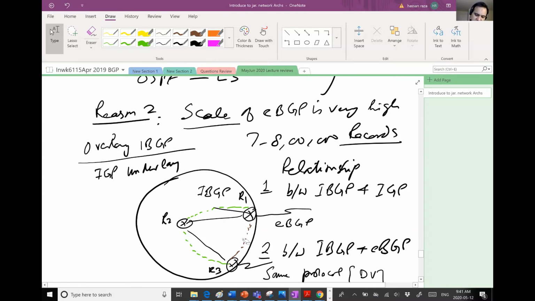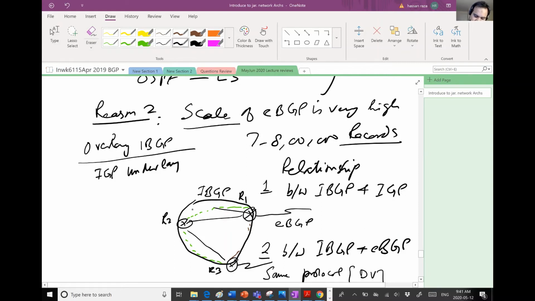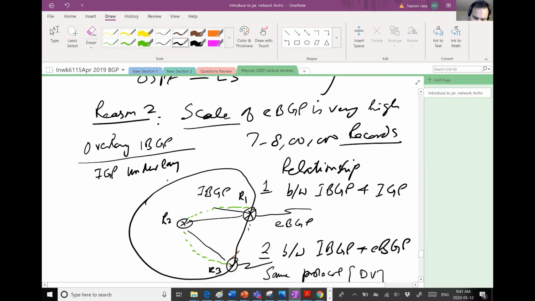So I will change this color. I will keep the same color. Oops. I forgot I was outside, I guess. Okay, so I will keep the green. So all these green things, they are overlay.